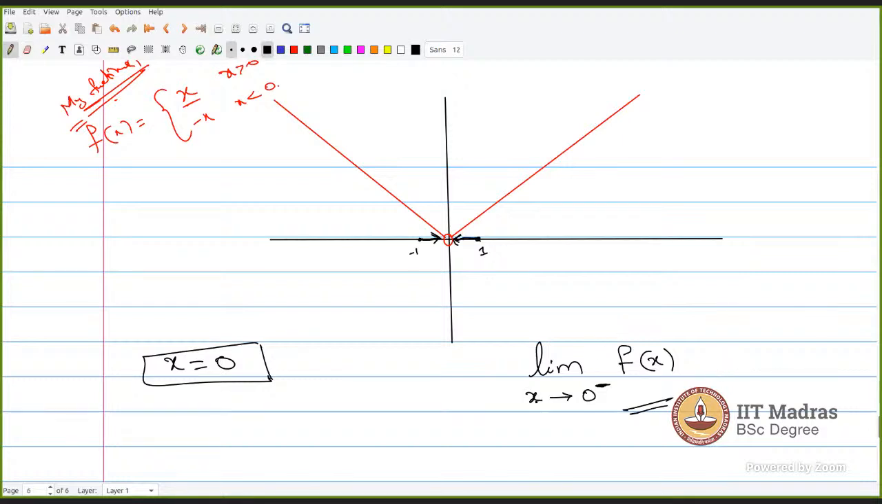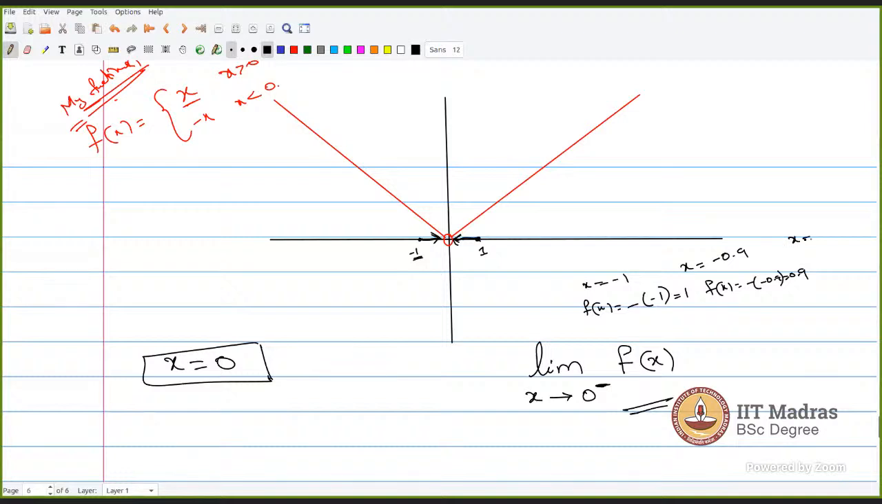So I start, as I said earlier also, I start taking values from -1. So here -1 is my first term. So I will start putting x equals -1. So my f of x will be minus of -1, which will be 1. Now I take -0.9. So my f of x will be minus of -0.9, which will be 0.9.